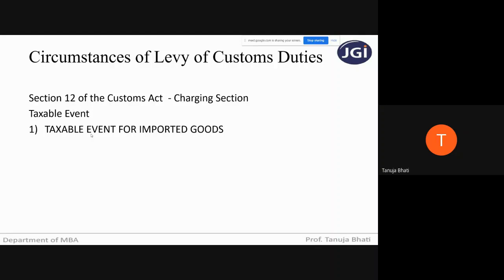In warehouse, what is happening? The custom duty is only deferred, but once he's removing the goods from warehouse, he has to pay custom duty and then clear the goods. But from the custom port to the warehouse, he can remove the goods without payment of custom duty. Is this clear, students?